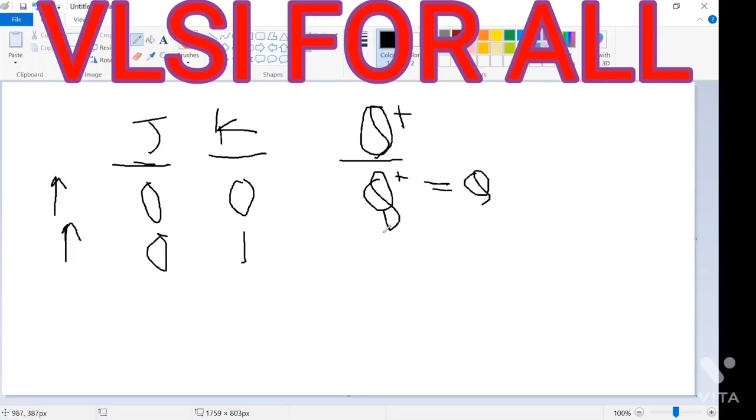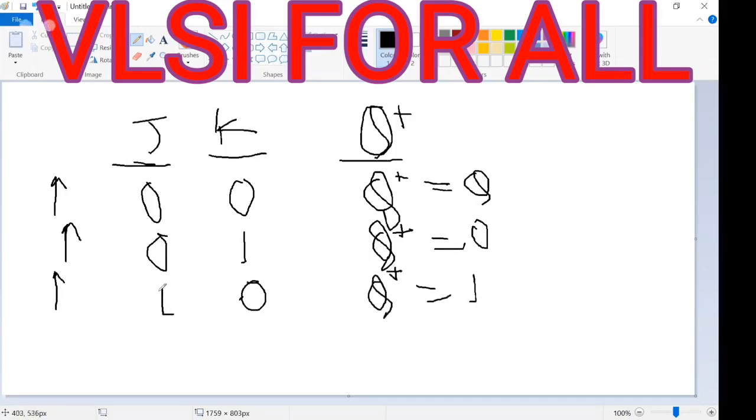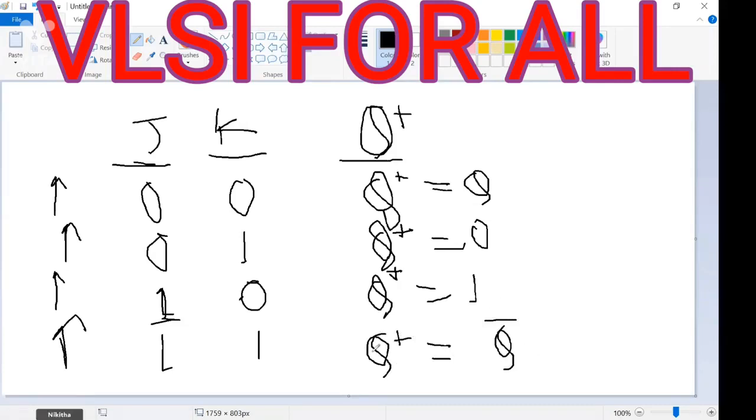whatever the present state is, the next state will always be J. If the input is 1, 0, then the next state will always be 1. In the last case, if both are 1, we call it the toggle state. The next state will be the inverted version of the present state. Q bar means the inverted version, and plus means the next state. So this is what a JK flip-flop means.